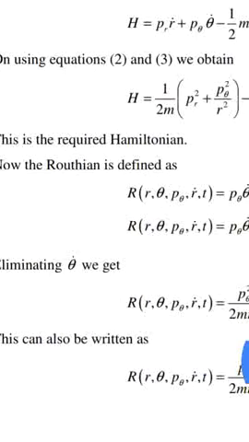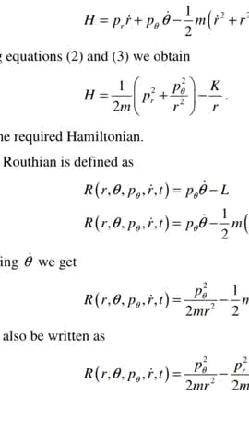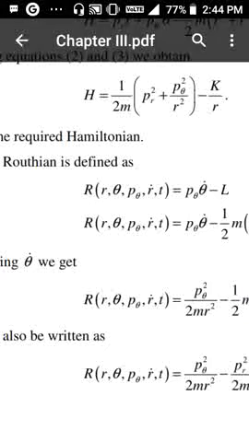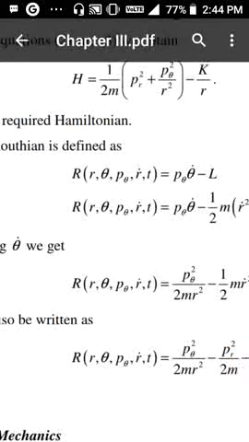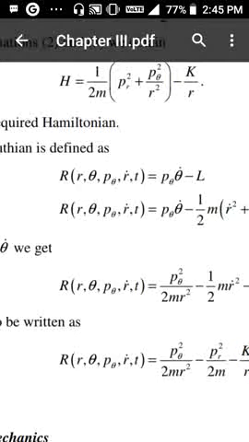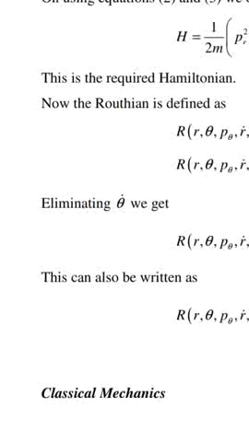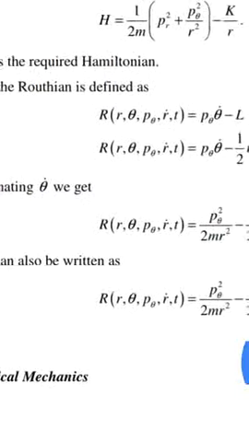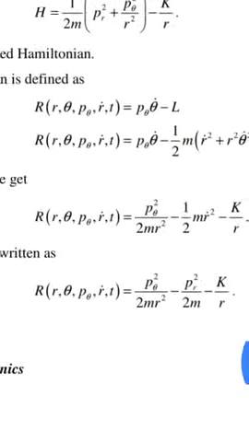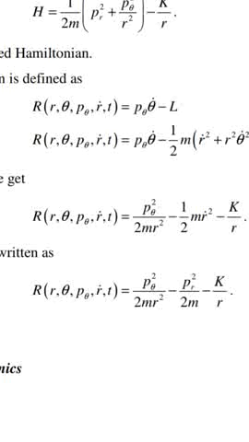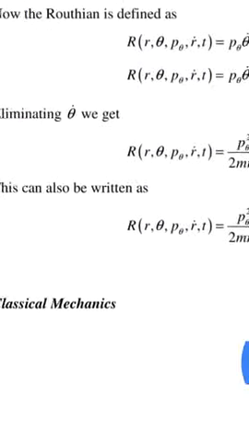Now the Routhian is defined as R of r, theta, p theta, r dot is equal to p theta theta dot minus L. R is equal to p theta theta dot minus 1 by 2 m (r dot square plus r square theta dot square) plus k by r. Eliminating theta dot, we get R is equal to p theta square divided by 2 m r square minus 1 by 2 m r dot square plus k by r.